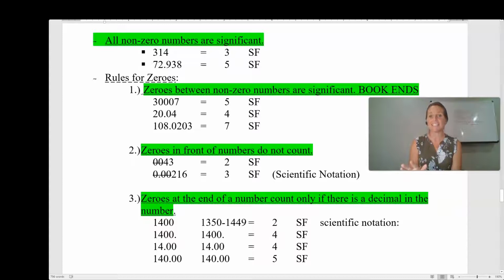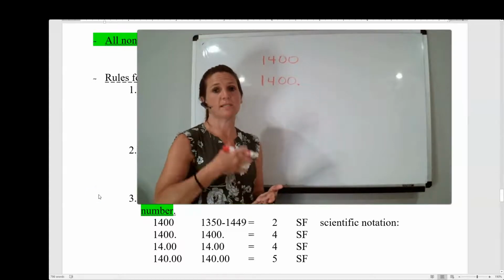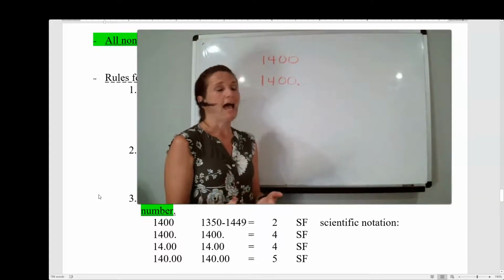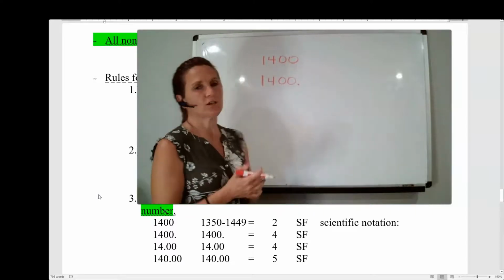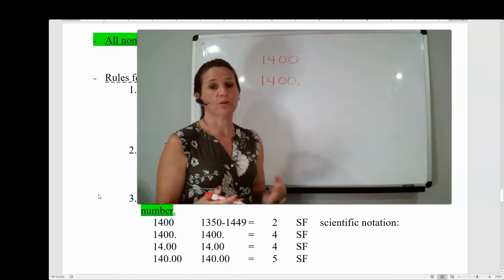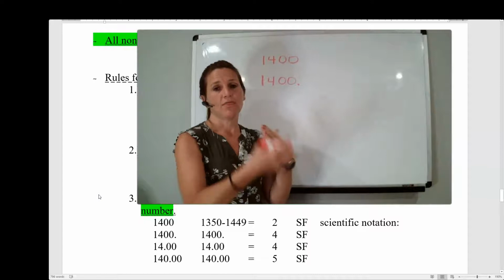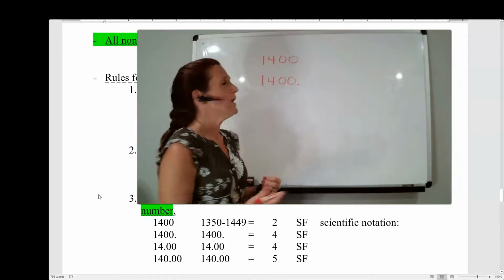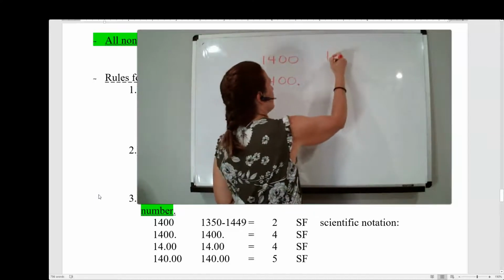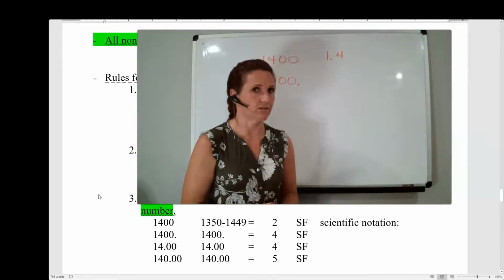So now we're just going to take a second and look at what these numbers look like in scientific notation. First we're going to look at the difference between 1,400 with no decimal place and 1,400 with a decimal place. We're going to make our leading integer one number to the left of the decimal place, only 1. So this is going to be 1.4, because those are the only 2 significant figures in my number.